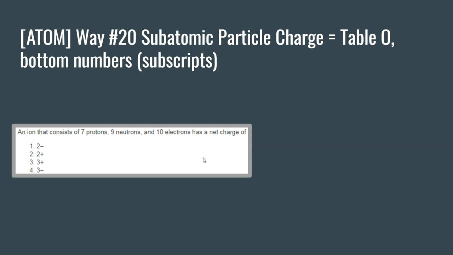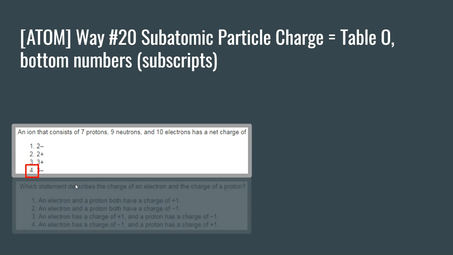An ion that consists of 7 protons, 9 neutrons, and 10 electrons has a net charge of... For this problem, we care nothing about the neutrons because they have a neutral charge. Table O tells us that protons have a positive 1 charge and electrons have a negative 1 charge. So positive 7 plus a negative 10 will get you a total charge of negative 3. The number of electrons exceeds the number of protons, so the overall charge of this ion should be negative.